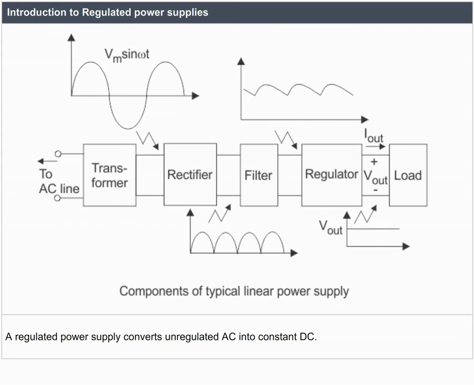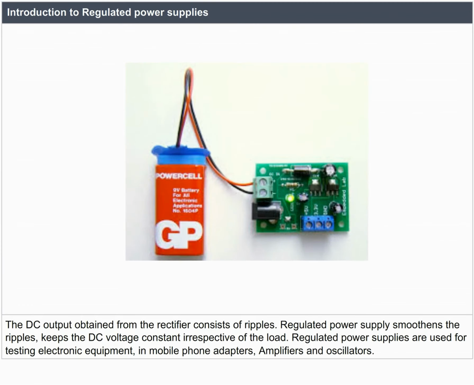Introduction to regulated power supplies. A regulated power supply converts unregulated AC into constant DC. The DC output obtained from the rectifier consists of ripples. A regulated power supply smoothens the ripples and keeps the DC voltage constant irrespective of the load. Regulated power supplies are used for testing electronic equipment, in mobile phone adapters, amplifiers, and oscillators.